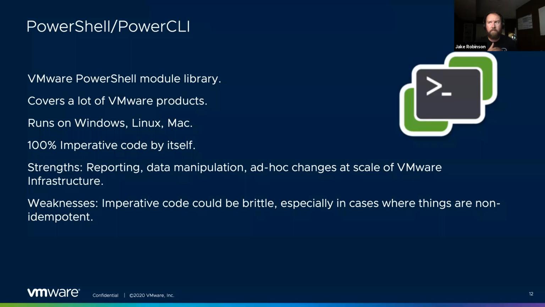We have over, I think, 650 cmdlets at the last time I checked. And even if we don't have cmdlets for something, you can always go straight through to the underlying SDK to make those things happen with .NET. It can basically do anything. It's one of my favorite tools to use because you can do a lot with very few lines of code. It is 100% imperative procedural code by itself. So again, if I were to write some code to deploy a virtual machine, I would be writing a step-by-step procedure to deploy that virtual machine.